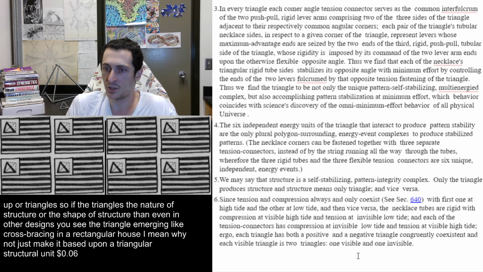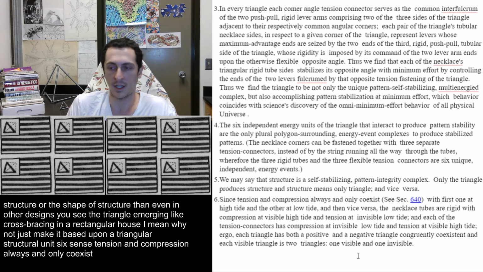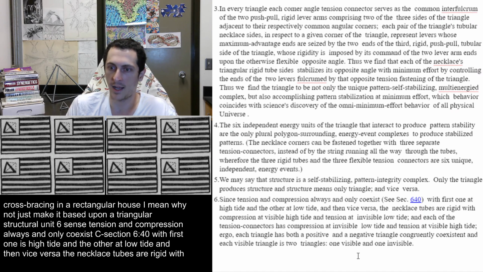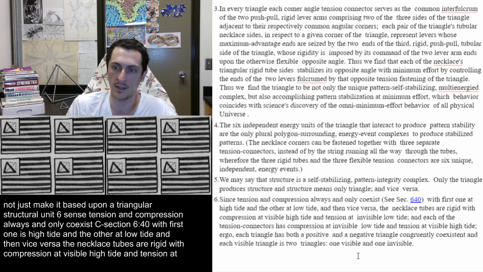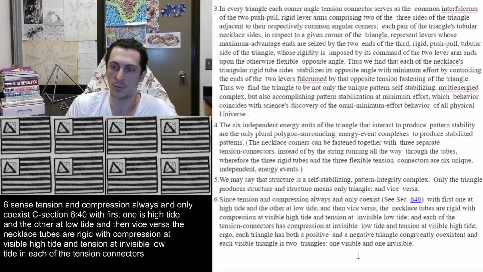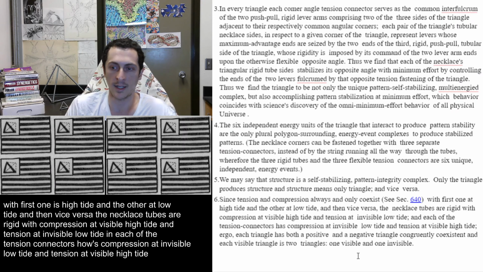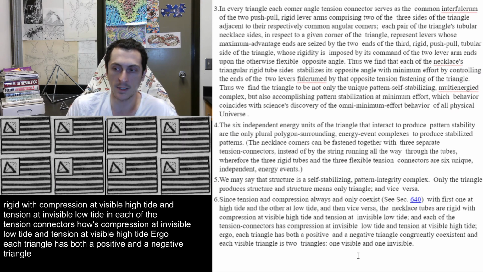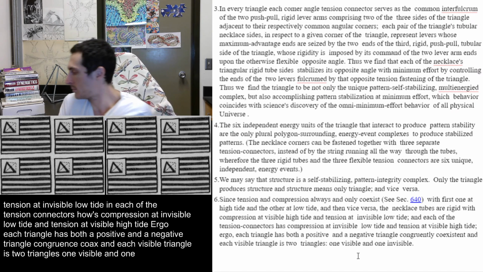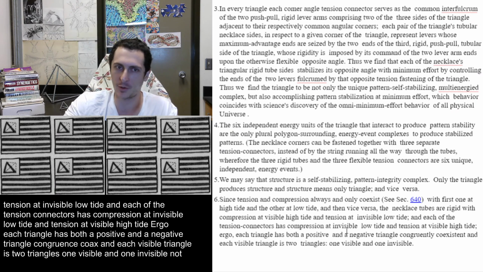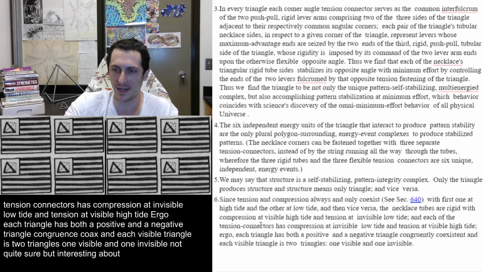6. Since tension and compression always and only coexist, see section 640, with first one at high tide and the other at low tide, and then vice versa, the necklace tubes are rigid with compression at visible high tide and tension at invisible low tide, and each of the tension connectors has compression at invisible low tide and tension at visible high tide. Ergo, each triangle has both a positive and a negative triangle, congruently coexistent, and each visible triangle is 2 triangles, one visible and one invisible. Not quite sure, but interesting about every triangle being a double triangle.